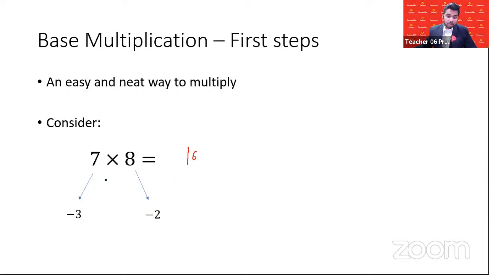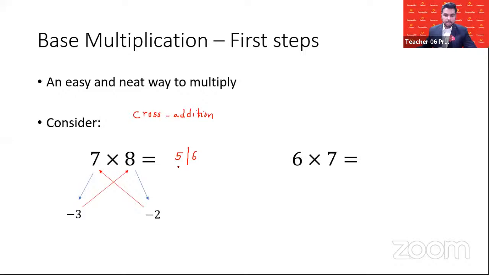Now the second part to the answer, you can just do cross addition. So what is cross addition? Cross addition means you have to take -2 and add with 7. What do you get? 5. Or you can do 8 minus 3, which will result in 5. So put this answer as 5 here. So the answer is 56.